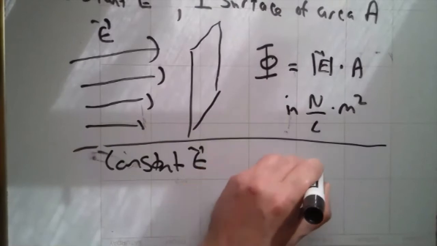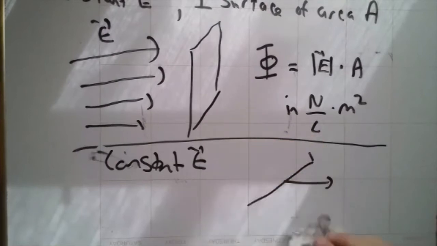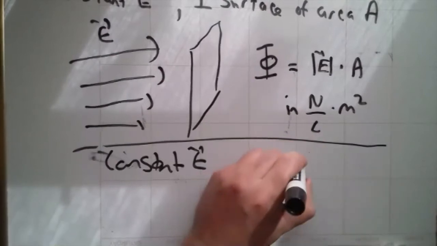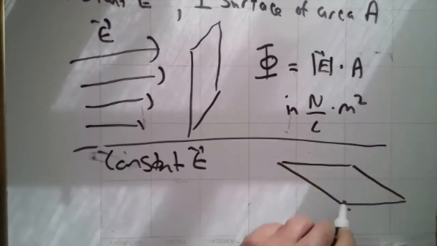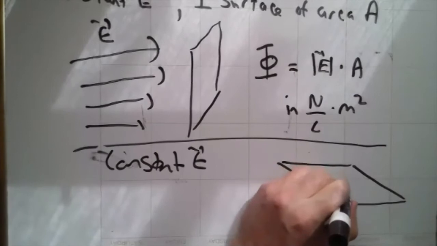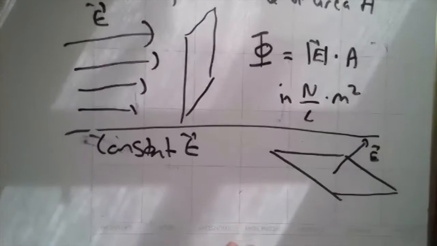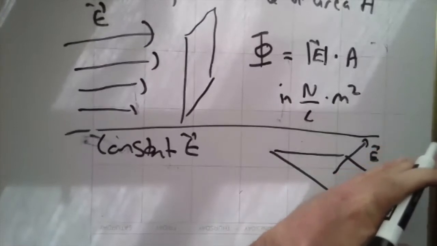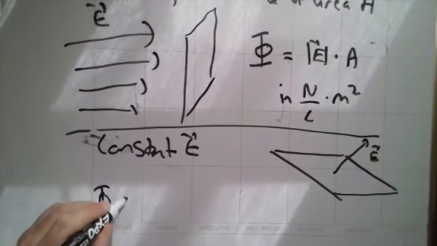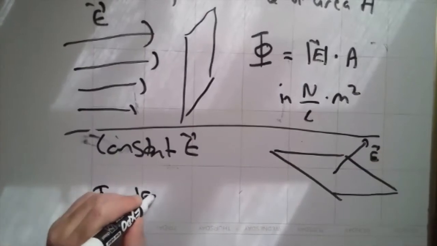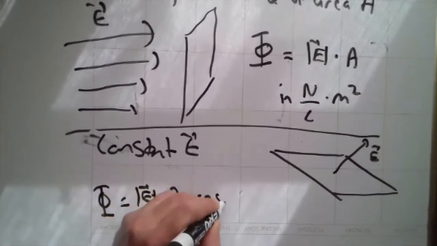Now I've got E flowing. This is why I like to use the PowerPoint pictures, because I'm a terrible artist. I've got E flowing like this, and that's forming some angle with my surface. Then the flux through that surface will be magnitude of E times the area times the cosine.